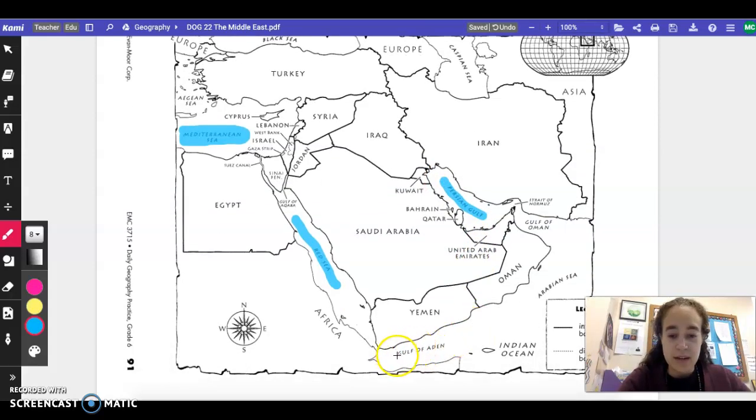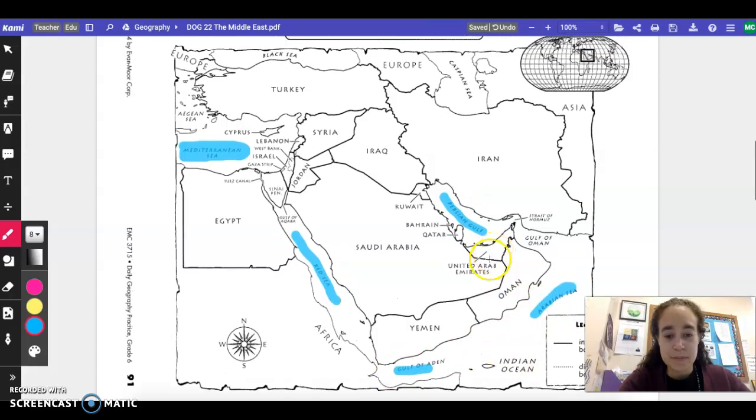Down on this end, we have a few more areas that border into the Indian Ocean. So this is all water area. It's another gulf over here. Caspian Sea is to the north. And even more waters up here. So quite a bit of water areas on this map.